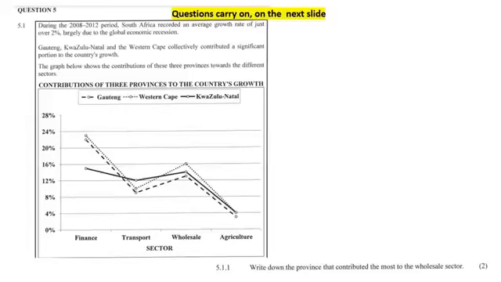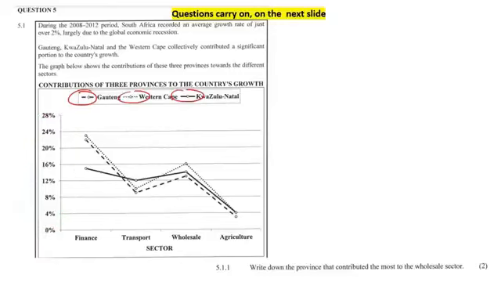Okay, so on this graph, we've got Gauteng, Western Cape, KwaZulu-Natal. So you can just use these keys to identify which one is which. Now, we've got different things here. We've got finance. So, for example, if you want to read off the finance values, then it would be this dot, and this dot over here. And then there's transport, which would be those three dots over there. Wholesale, which would be those three. And then agriculture, which you could read off with those dots over there. And then on the y-axis here, we've got the percentages.